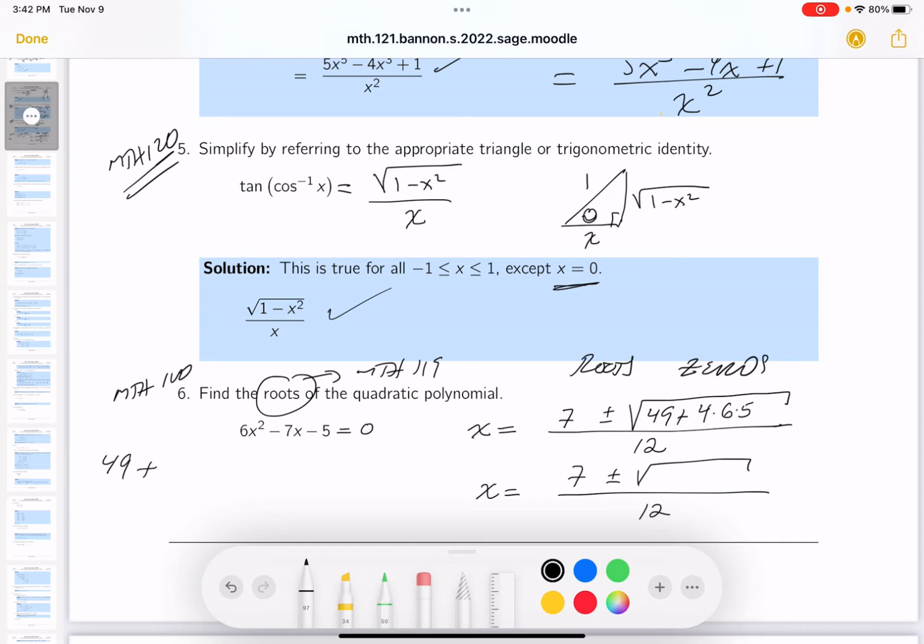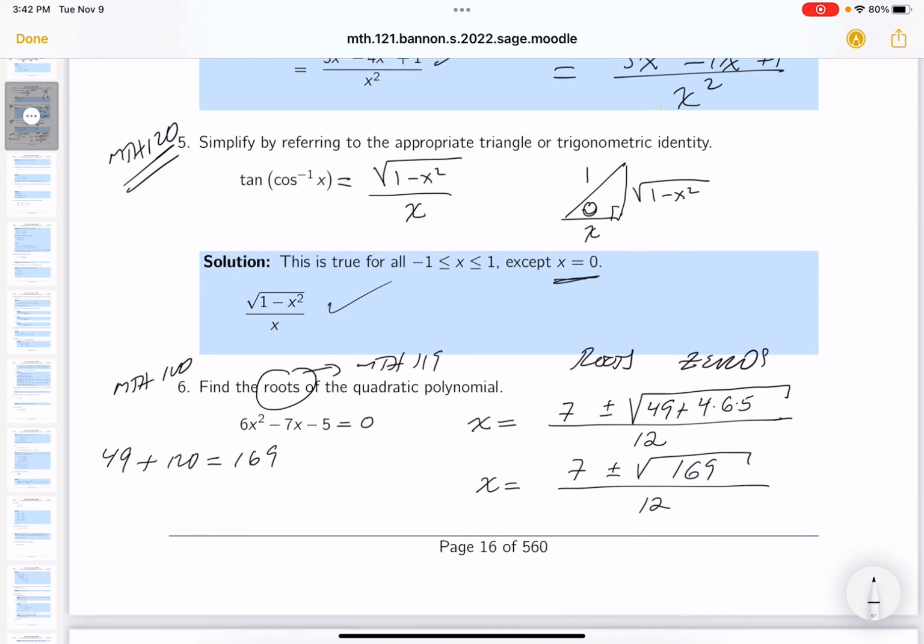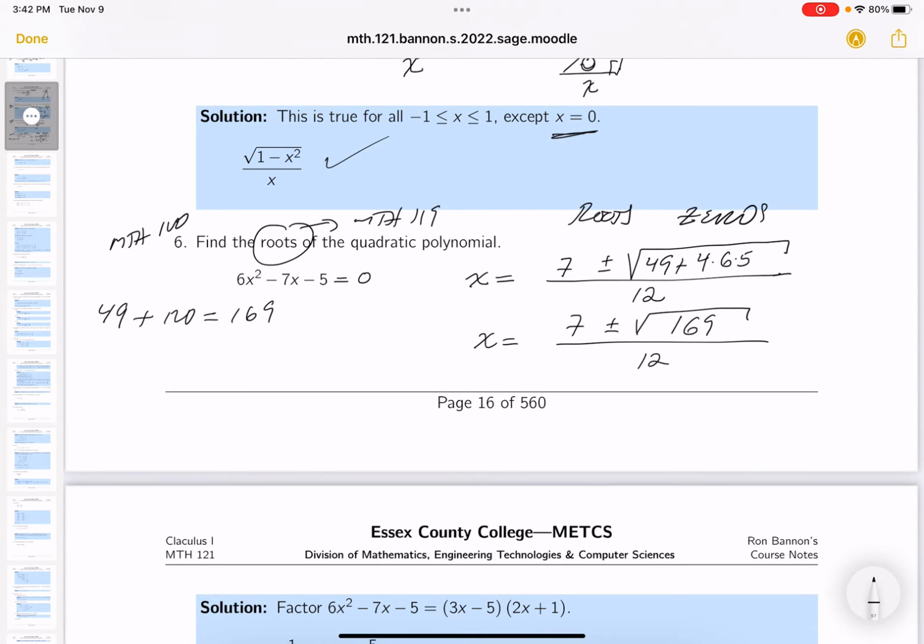plus you're going to get 120, right? And what's that going to be? 169. Well, that's convenient, isn't it? So 169. Now, why is it convenient? I could have factored the problem. Why did I do the quadratic? I didn't get tired, maybe.